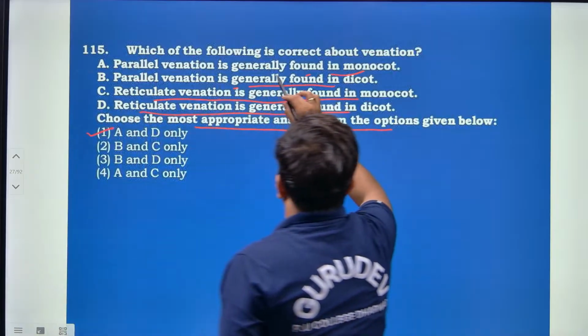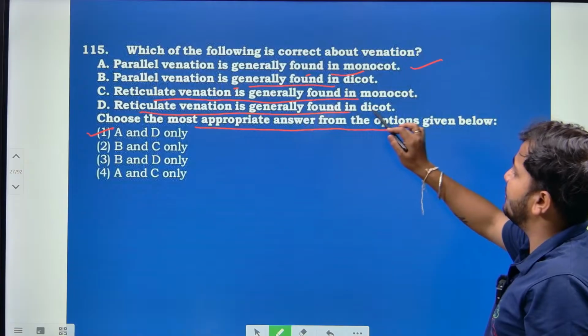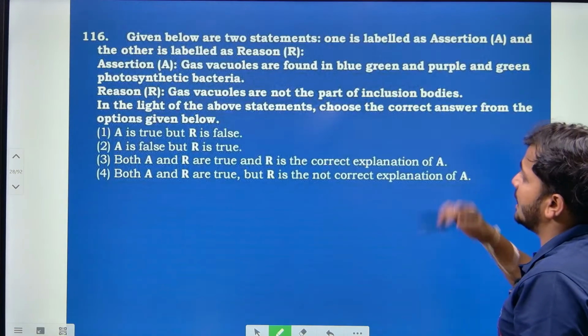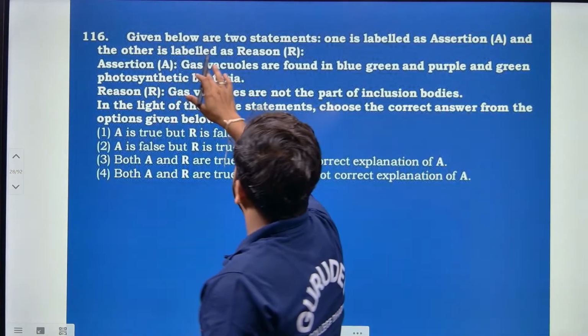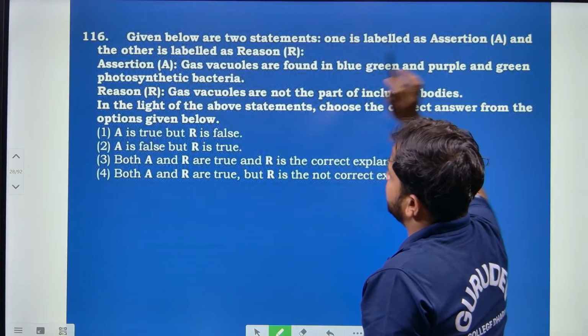Parallel venation is generally found in monocot, and reticulate venation is generally found in dicot, right? So they have just alternately changed it, right? Then they have given two statements, right? One is labeled as assertion, and one more is the reason.